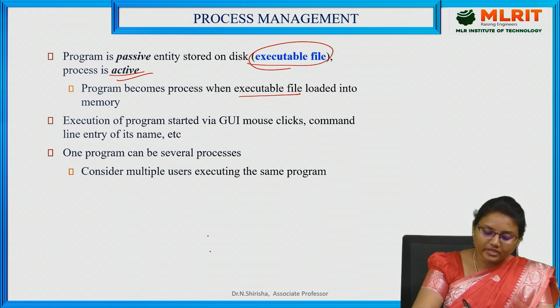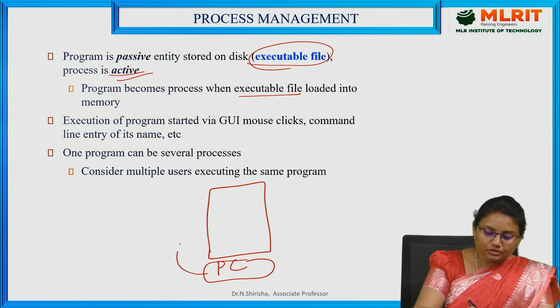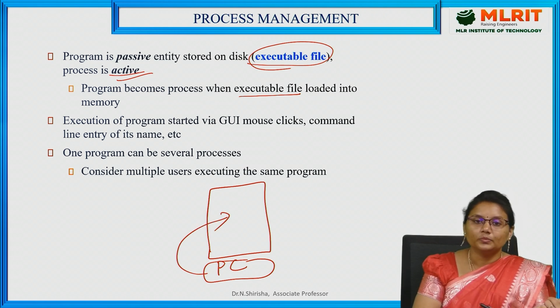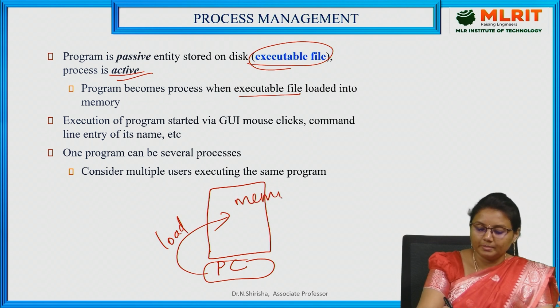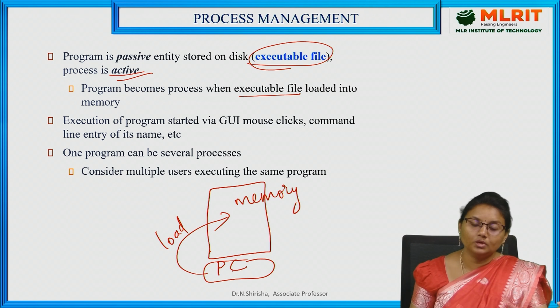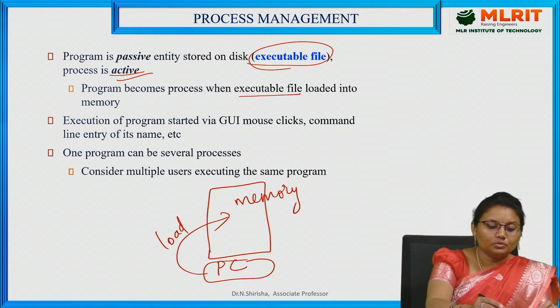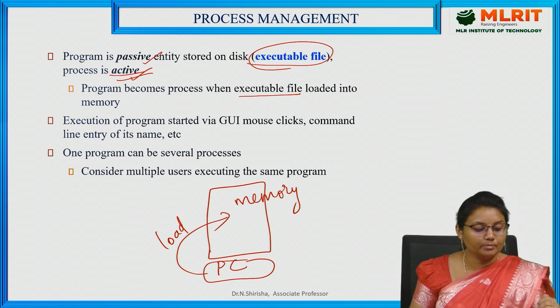Suppose you have a program code located somewhere, and if it is not loaded into the memory, can you execute this program code? No. What you have to do is load it into the memory. Then the execution happens for the program code, where the executable file is generated. So this is how passive and active differentiate the process and the program.